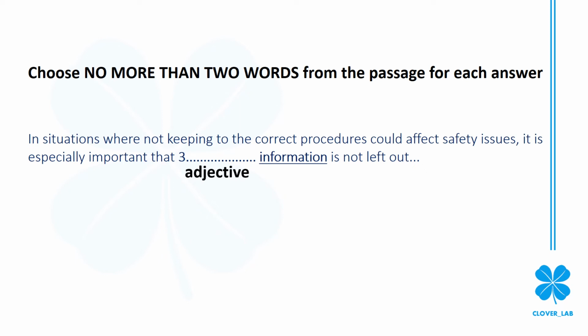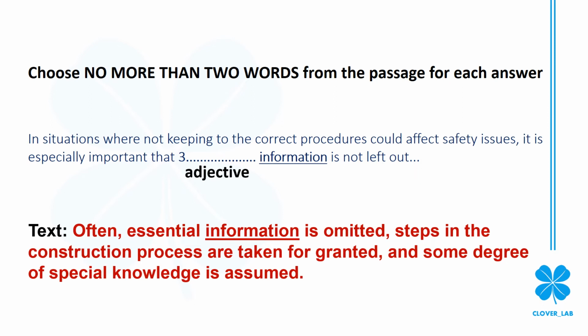So we take information as the keyword, but also we're going to be mindful that a synonym might appear in the text. So we scan the text. The test setter has been kind and information is in the next sentence. Okay, if we read it, it's going to be like this. Often, essential information is omitted. Steps in the construction process are taken for granted and some degree of special knowledge is assumed.